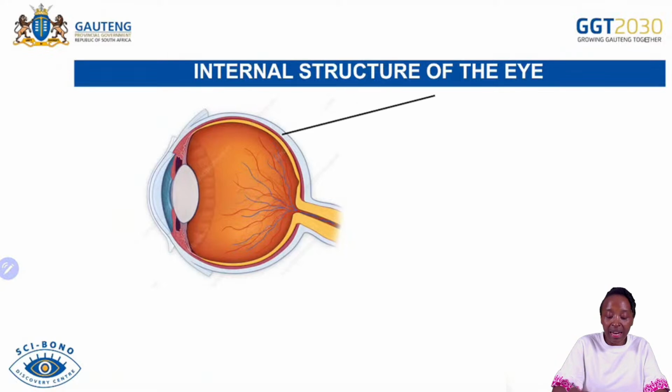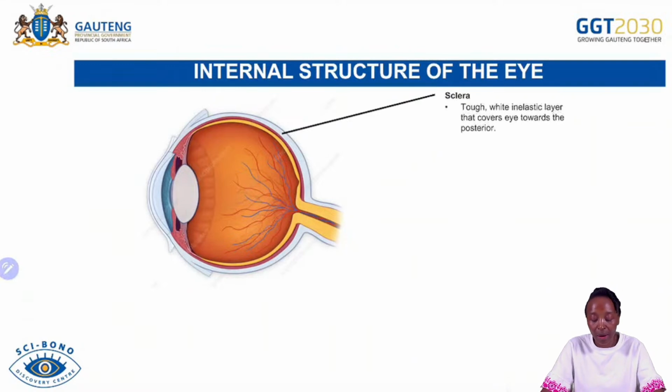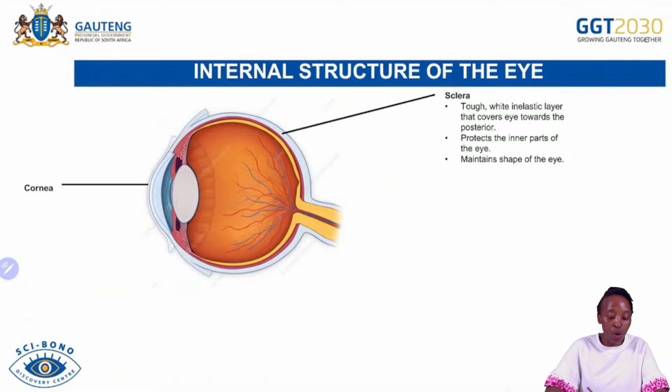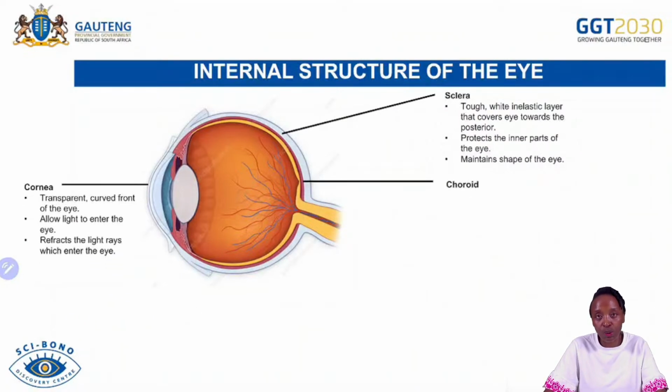So we have the three layers, your sclera, which is the white inelastic part that covers the posterior of the eye, and this thing, it protects the eye. The other function of the sclera is to maintain the shape of the eye. We also have the cornea in front, which is the transparent part of the sclera, and we all know that what this does, it allows the light to enter the eye. Because it is transparent and it is curved, and the fact that it is curved, it allows the refraction of what? Of light.